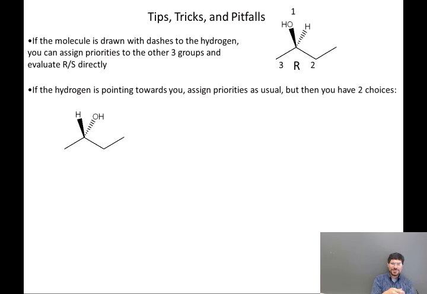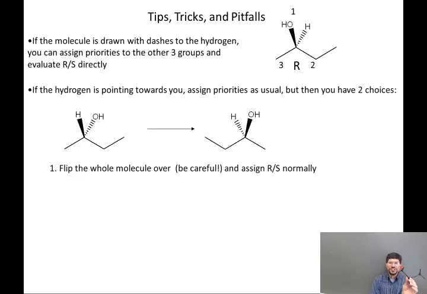However, if the hydrogen is pointing towards you, it's not quite so straightforward. Now the hydrogen is pointing towards you, and the OH is pointing away from you. So you still want to assign the priorities as usual, but then you have two choices. One is to carefully flip over the whole molecule. You've got to flip the whole molecule, pick up your model, turn it around. You can't do any rotations or taking balls out and putting them back in another place. You have to flip the whole molecule over.